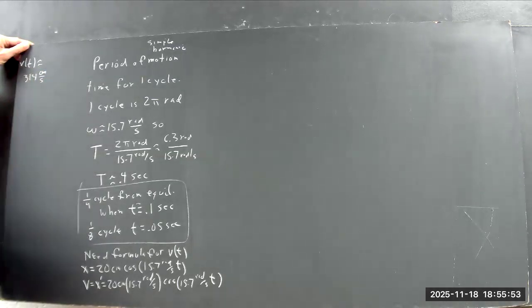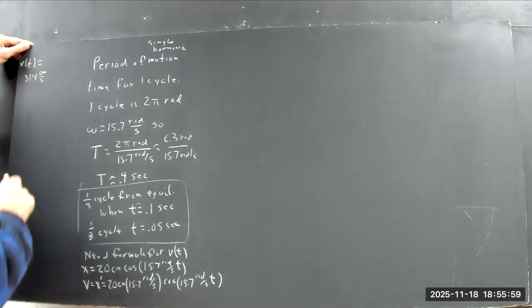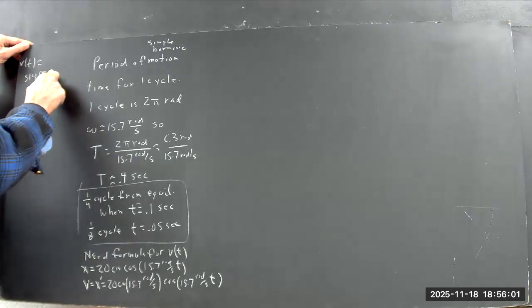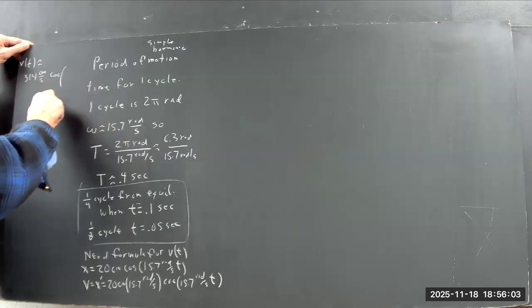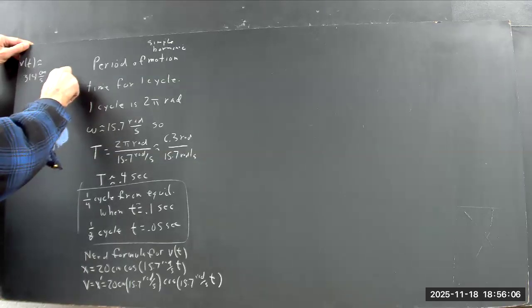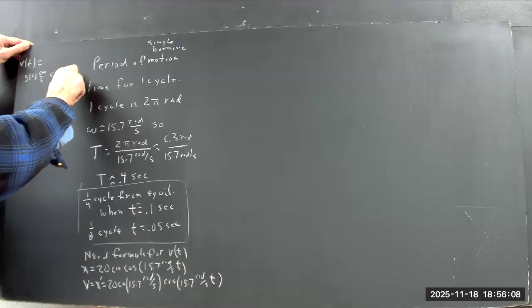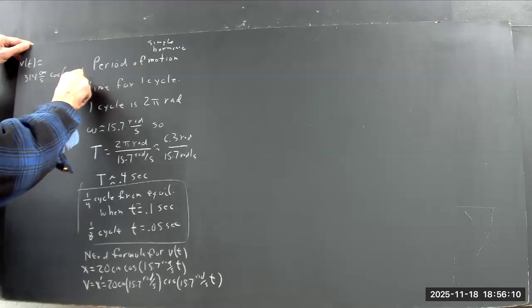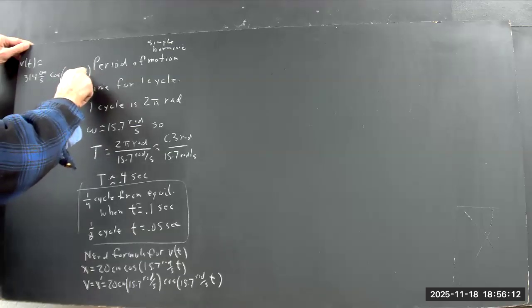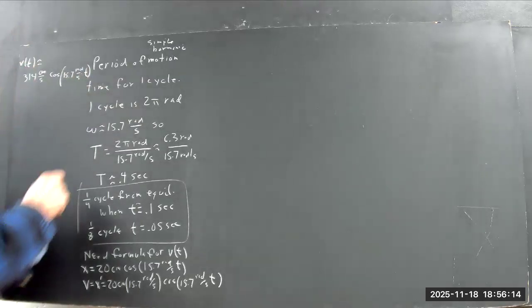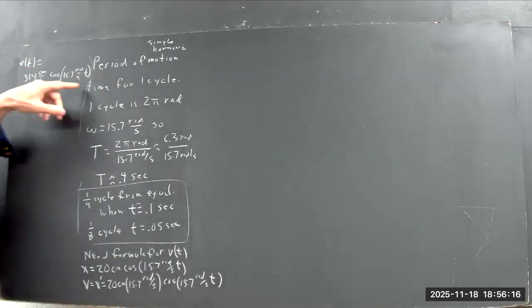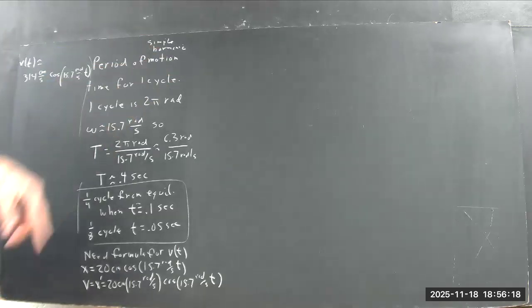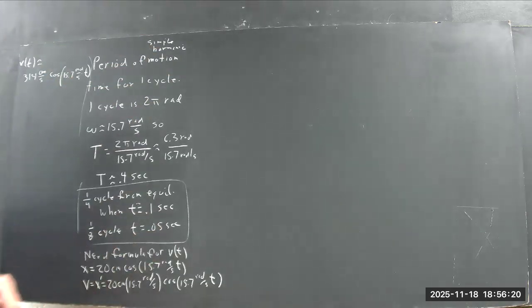It's not 314. Yeah, it is 314 centimeters per second. There's the cosine, 15.7 radians per second times t. Now that's kind of sloppy. I didn't leave myself enough room there. Should have worked over that way, but I don't want to stand and block the board, so here I am.